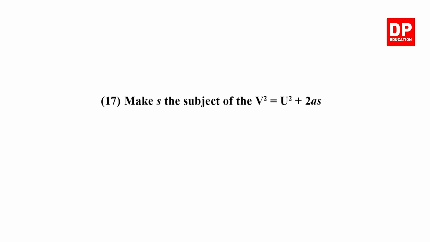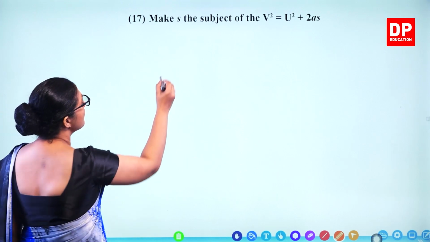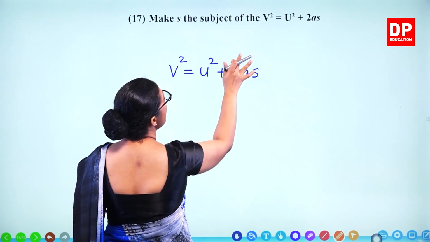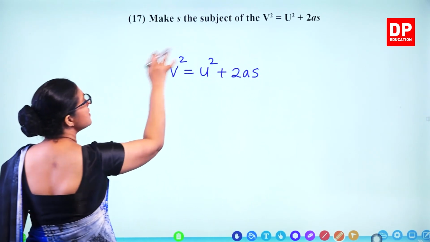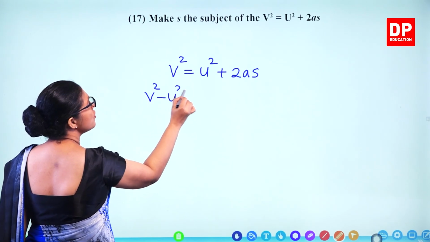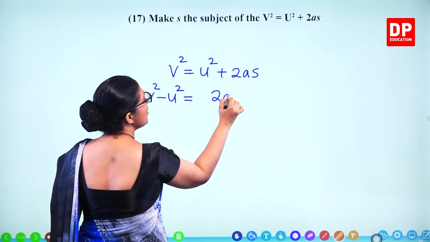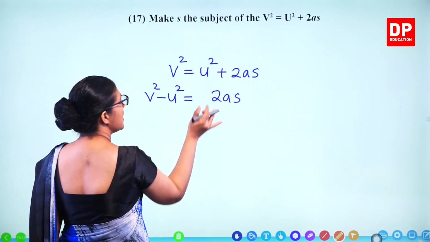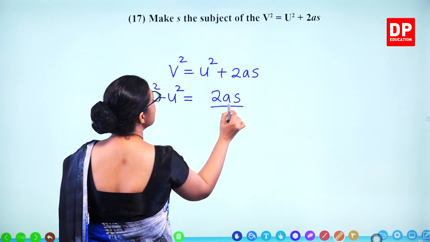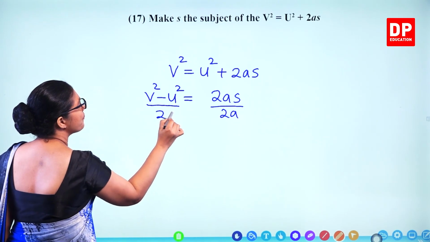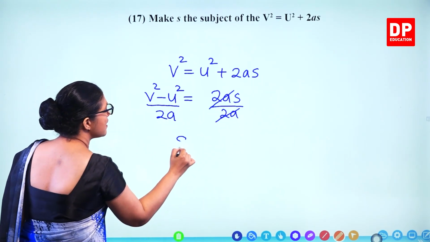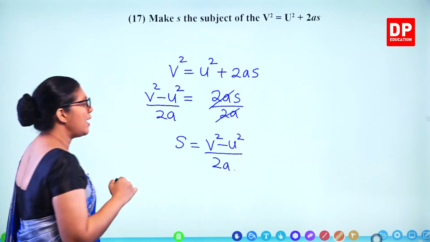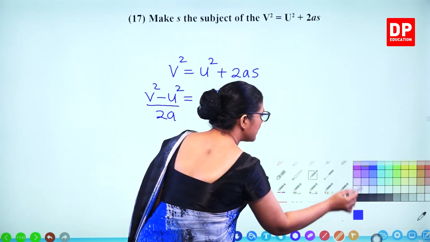Question number 17. Make S the subject of the formula. V squared is equal to U squared plus 2AS. So A is here, S is here. So you keep that. Take U squared to the other side, you subtract U squared. Then what happens? You get 2AS. When you subtract U squared from both sides, U squared gets cancelled out from this side. Now what is the next step? You need S. So you need to divide by 2A. So you get S equals V squared minus U squared over 2A. 2 marks for that.